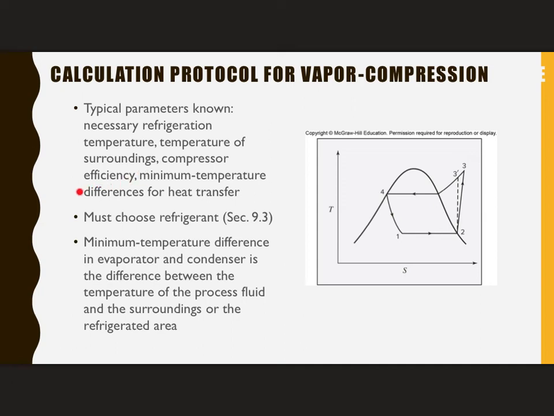Now, this is when you get to doing a real design. In our course, we're not going to be using that. We cover this in process operations, so we'll save that for a later course. The minimum temperature difference is so that you can have a rational size for your heat exchangers associated with the evaporator and the condenser.